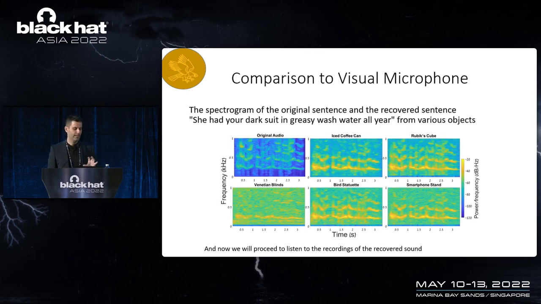As you can see here, these are the spectrograms obtained from the original sentence and from the optical measurements of the various objects used for this experiment. As you can see, the original sentence is of much higher quality than the recoveries. However, I want to prove to you that the signals recovered by the Little Seal Bug attack are of very good quality, so you'll be able to hear them. I'm about to play the signals for you. Bear in mind that at the beginning you will hear the original signal, and afterwards you will hear the recoveries from various devices.